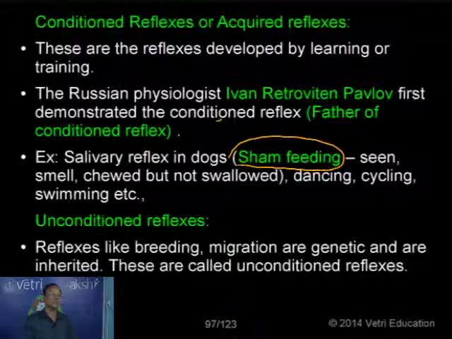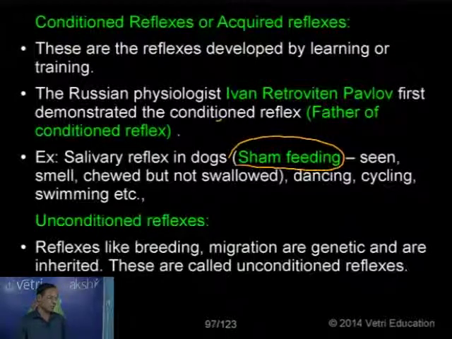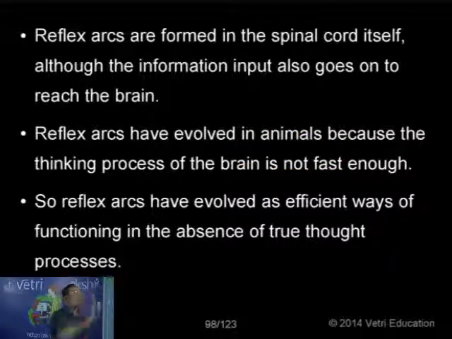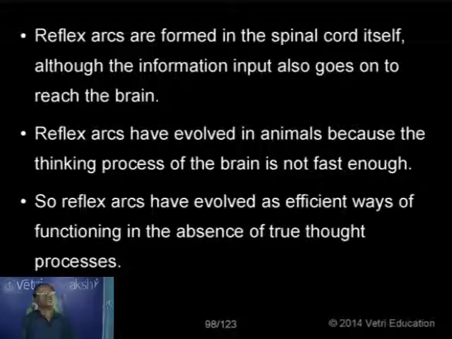They are not actually developed because of learning or migration. Now, where are the reflex parts developed? What is the reason for that? Why do we have the formation of reflex arcs in the spinal cord, and not just normally in the brain? Normally the conditioned reflexes are developed in the spinal cord, not mostly in the brain.